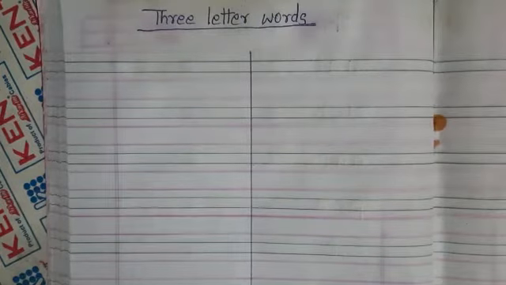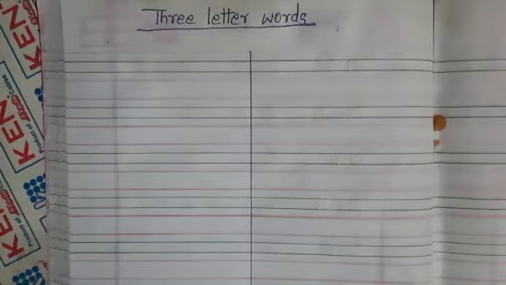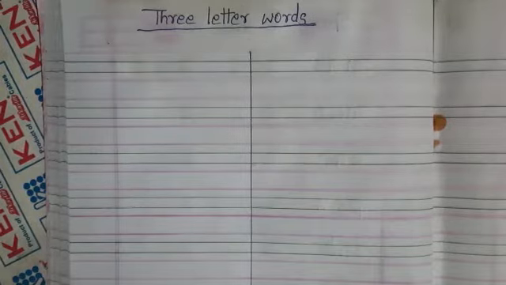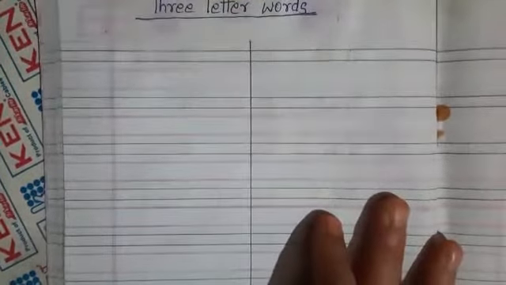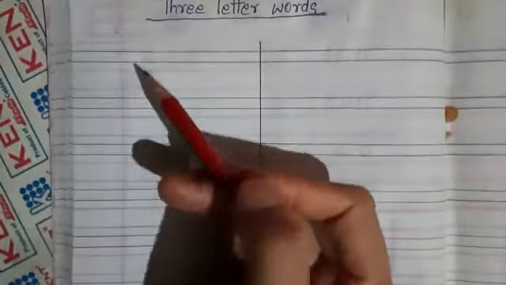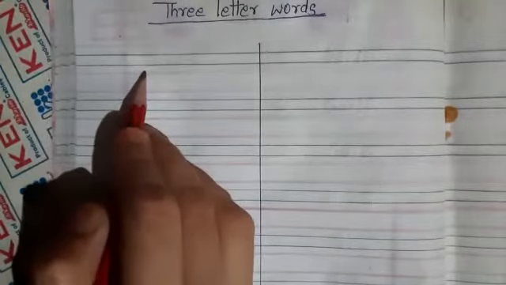Now today I'll teach you three letter words with the help of E sound and I sound. Okay, aaj hum three letter words likhna sikhenge with E sound, yani E sound se three letter words likhna sikhenge aur I sound se, theek hai? So let's start. Now we get start with E sound, okay?